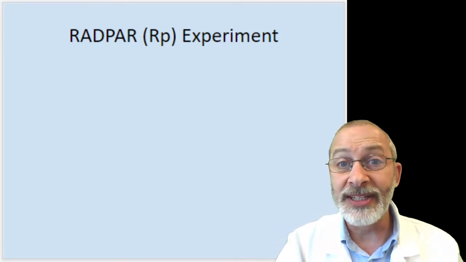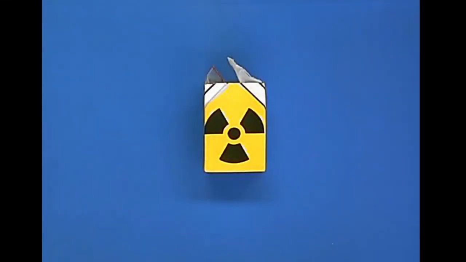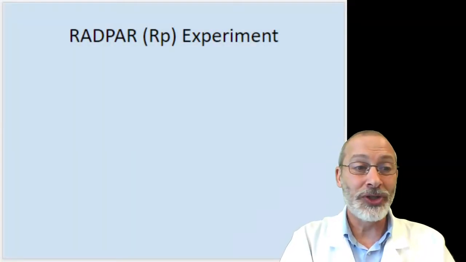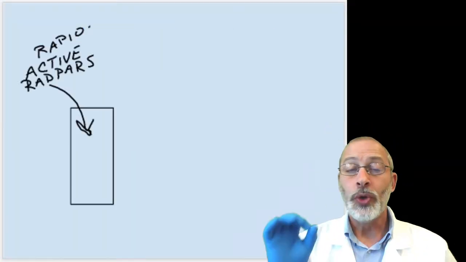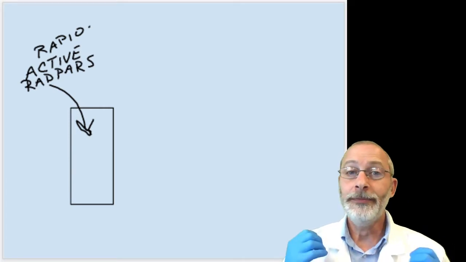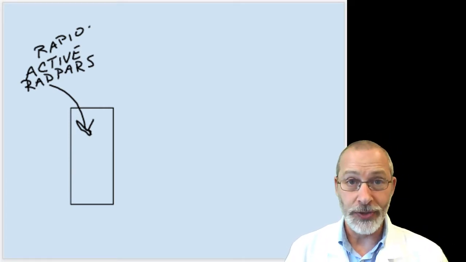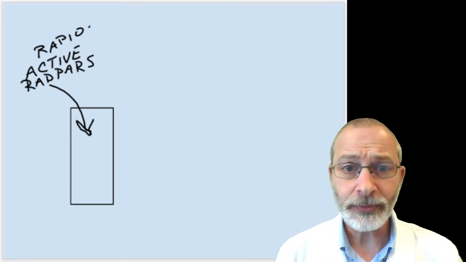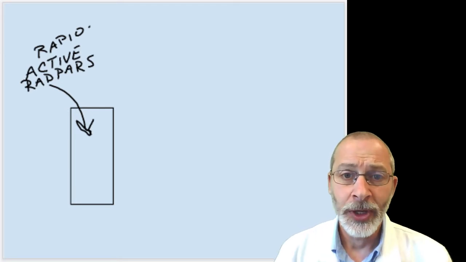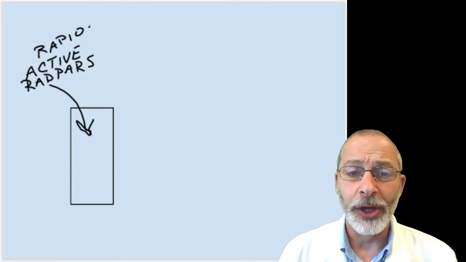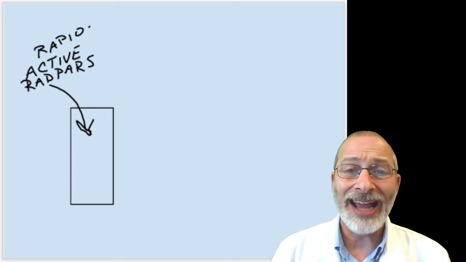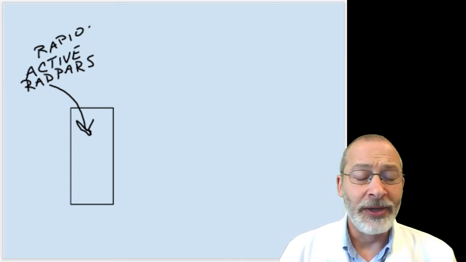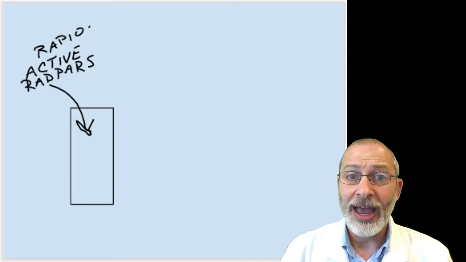We're going to have a container. And the container looks like this, okay? Notice that symbol on the container. We're going to start off with that container, which contains radioactive radpars. And we're going to call them active radpars for short. Radpars stands for radioactive particles. So active radpars. And we're going to begin with 200 active radpars.